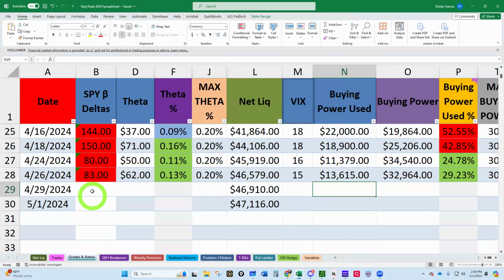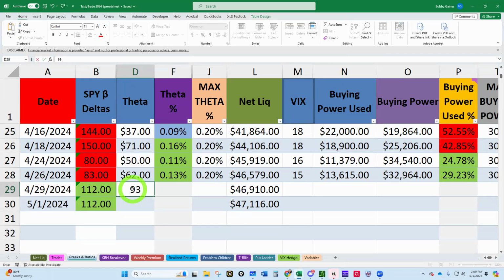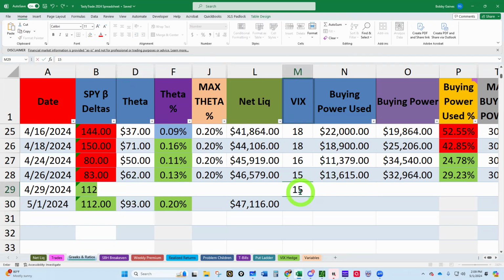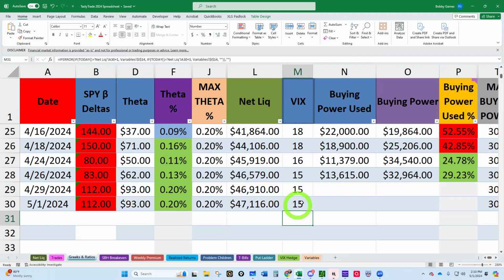112.93. Why did I have that? I didn't have my stuff there on that day. Okay, I'll just do it again. And then we'll say 93. And the VIX is at 15. I like to keep all my things filled in.